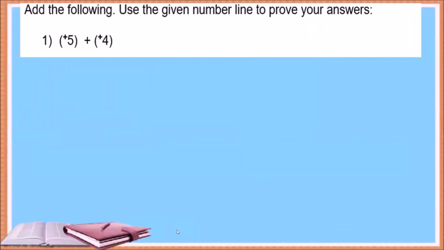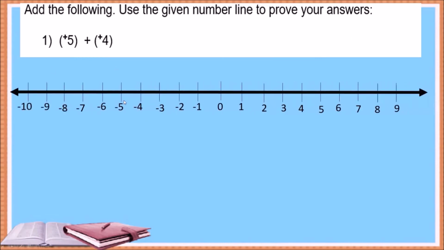Another example, use the given number line to prove your answer in adding the following integers. Positive 5 plus positive 4. Ito yung ating number line. From 0, origin, pupunta tayo hanggang 5 units. Magdadagdag tayo ng 4. 1, 2, 3, 4. So hanggang 9. Therefore, positive 5 plus positive 4 is equal to positive 9.